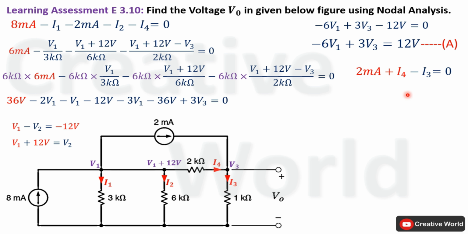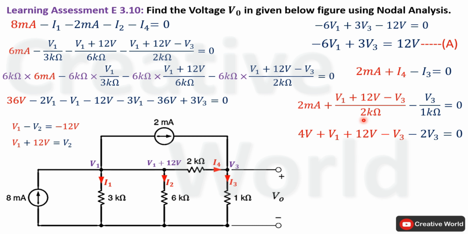And the next step is to replace these two currents with their corresponding equations. Current I4 is equal to V1 plus 12 volt minus V3 divided by 2 kilo ohm, and current I3 will be equal to the voltage across this 1 kilo ohm resistance, that is V3, divided by the value of resistance, 1 kilo ohm. Now in order to solve this equation, we will multiply this equation on both sides with 2 kilo ohm in order to omit all denominator values.